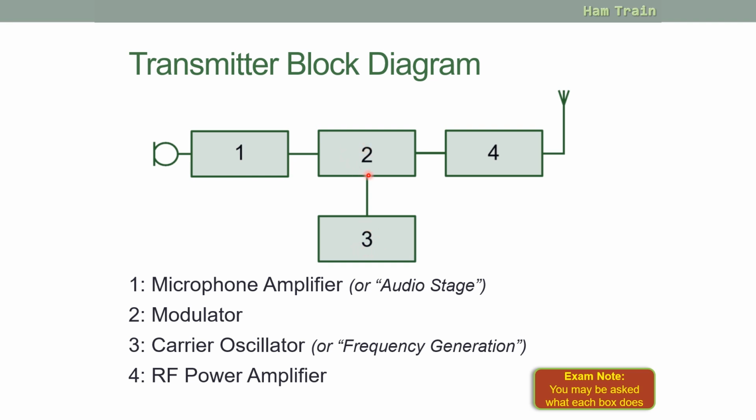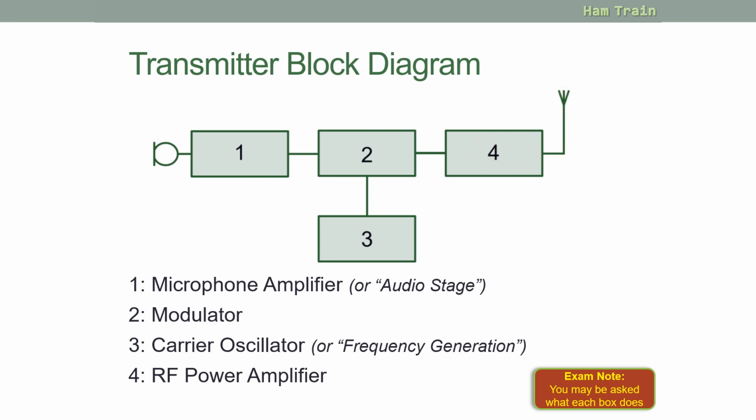So this will generate the frequency that we'd like to transmit on, and the modulator mixes our audio frequency and our radio frequency. This will give us our radio signal ready to be transmitted. It's amplified in box 4, that's our RF power amplifier, and then sent off to the antenna.